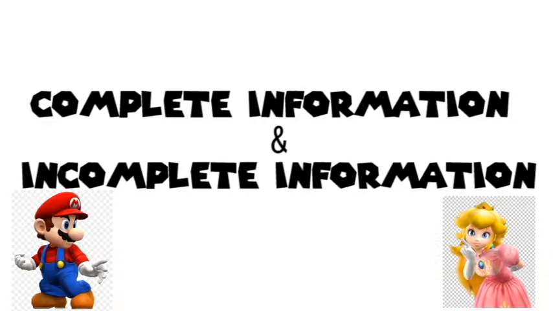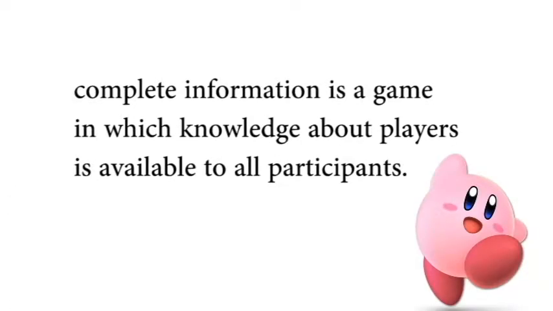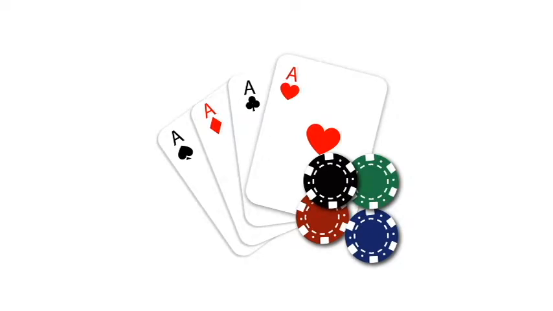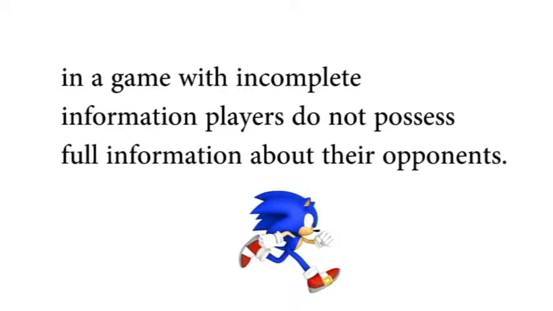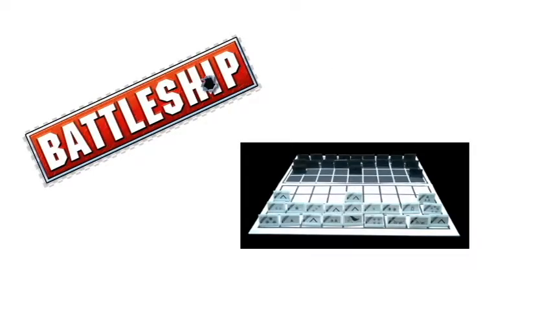Another set of types of games are complete information and incomplete information. Complete information is a game in which knowledge about players is available to all participants. Examples would be chess or even poker. In a game with incomplete information, players do not possess full information about their opponents. You could see this in games like Battleship and games of the General.